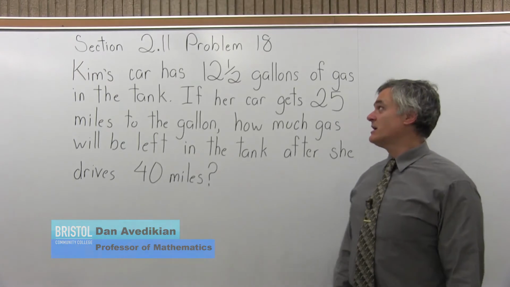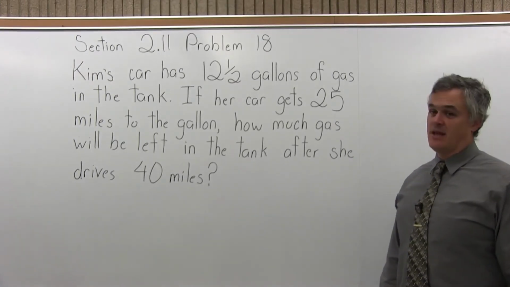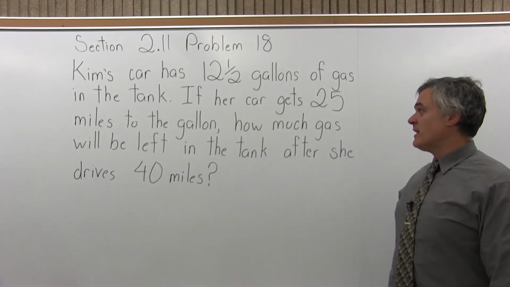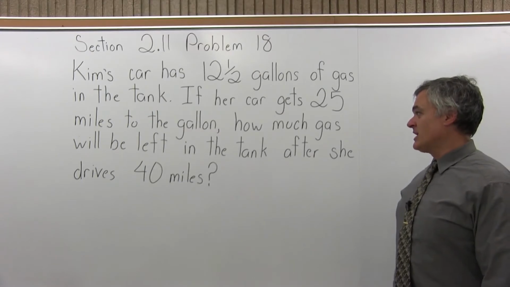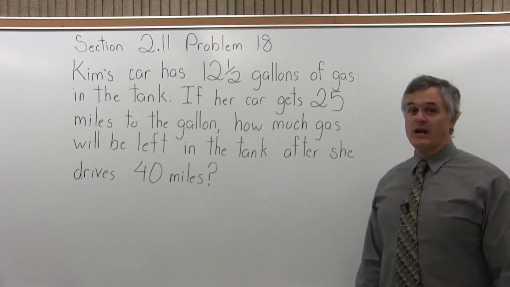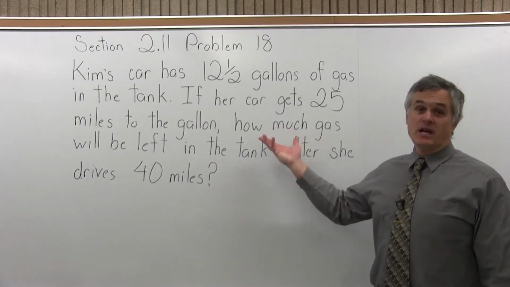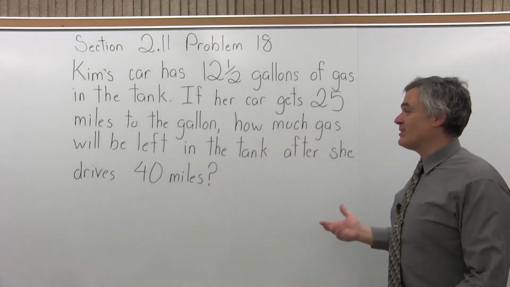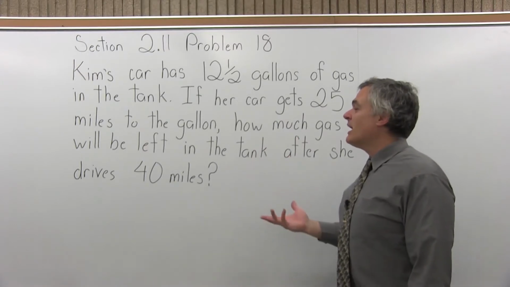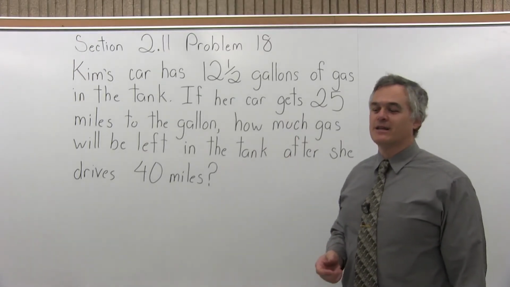It says Kim's car has 12.5 gallons of gas in the tank. If her car gets 25 miles to the gallon, how much gas will be left in the tank after she drives 40 miles? So it's got to be less than 12.5, obviously, right? You know, it's going to be 10 or 11 gallons. So how do we figure it out for an exact answer?